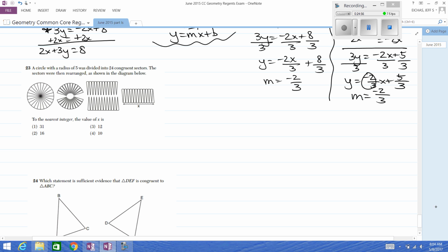All right, this is an interesting way to demonstrate area and circumference. This is a neat way to look at it. A circle with a radius of 5 was divided into 24 congruent sectors. So basically they're showing you the setup here. We're taking this, slicing it up into 24 slices, rearranging them, some up, some down, and now they're putting them together.